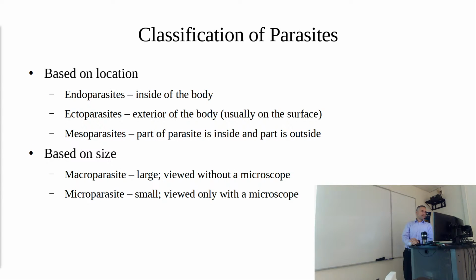All right, so we have some clarifiers for parasites, as with anything. These clarifiers are going to help tell us about the location of the organisms, size of the organisms, and so forth. So if it's on location, we could refer to parasites as being endoparasites or ectoparasites or even mesoparasites. It's all based on location. So endo is inside the body, ecto is exterior to the body, usually on the surface, right? And mesoparasites are those where part of the worm is inside the host and part of the worm is outside the host. What type of parasites are like that?